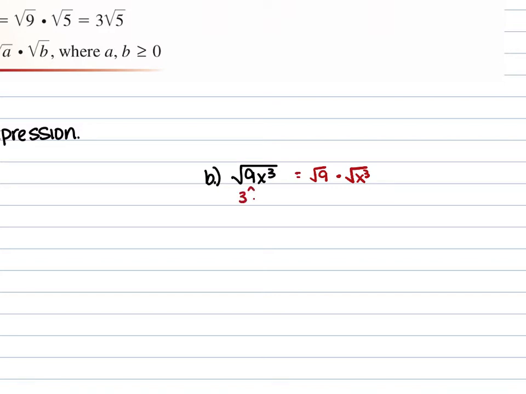That 9 is 3 times 3. That x cubed is x times x times x. So this is the same thing as saying the square root of 3 times 3 times x times x times x. We don't have an index here, so it's an invisible 2. The 2 3s pair up, the 2 x's pair up. So this is going to be 3 times x. That x that doesn't pair up with another one has to stay underneath that radical sign. So 3 times x is just 3x times the square root of x.